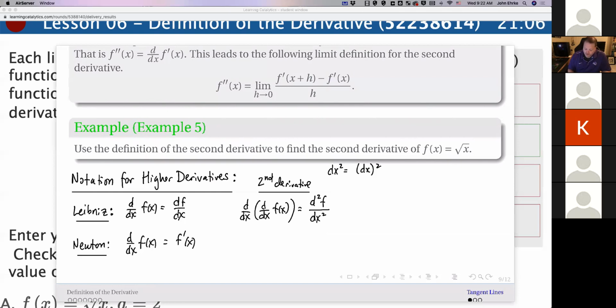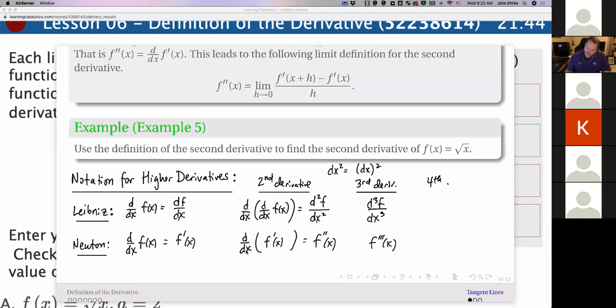What about Newton's notation? Well, Newton's notation is the derivative of the derivative, but if you've already taken the derivative, right, we know the derivative is f prime. So it's the derivative of f prime, which is f double prime. Use a second prime notation to indicate you've taken the derivative twice. All right, if I did a third derivative, this would be the third derivative of f with respect to x 3 times. And down here, it would just be f triple prime.